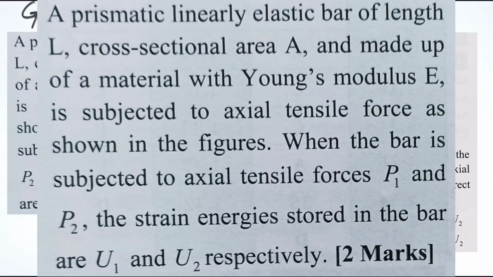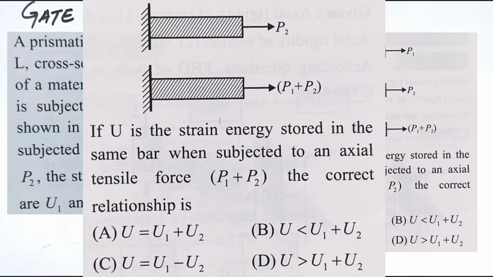So according to the question, a prismatic linearly elastic bar of length L, cross-sectional area A and made up of material with Young's modulus E is subjected to axial tensile force as shown in the figure. When the bar is subjected to axial tensile force P1 and P2, the strain energies stored in the bar are U1 and U2 respectively, as shown in the figure. If U is the strain energy stored in the same bar when subjected to an axial tensile force P1 plus P2, the correct relationship is. So we have to choose the correct relationship from the 4 options, A, B, C and D.